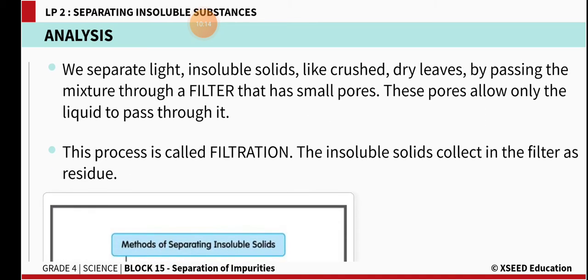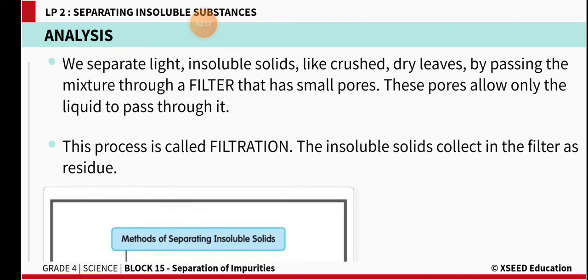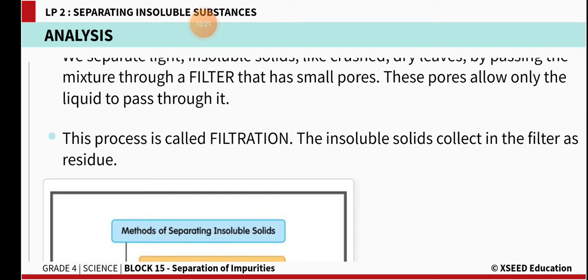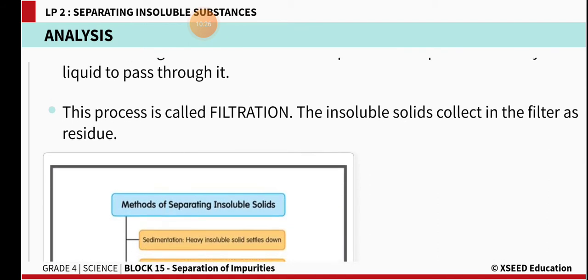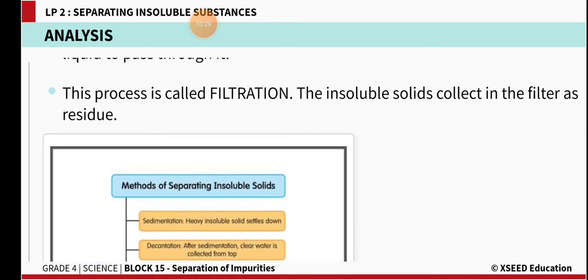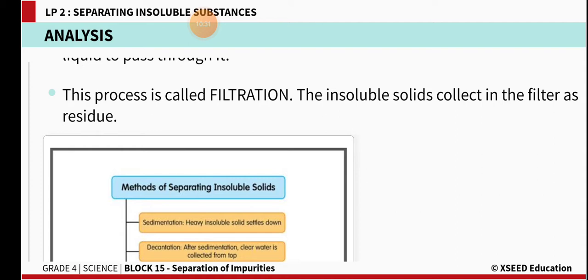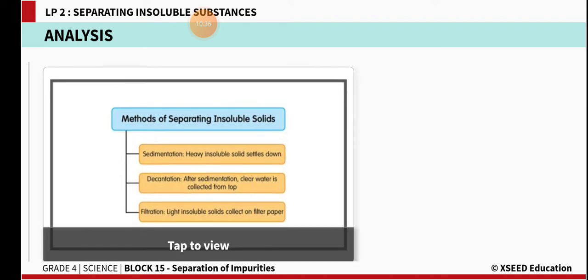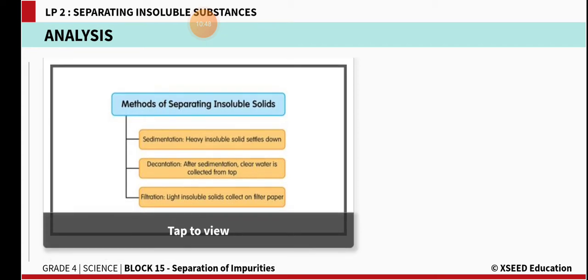Now we separate light insoluble solids like crushed dry leaves by passing the mixture through a filter paper that has small pores. These pores allow only the liquid to pass through it. This process is called filtration. The insoluble solids collect in the filter as residue, which is left over on the filter, and the water which passes through the funnel is called the filtrate. This process is called filtration.